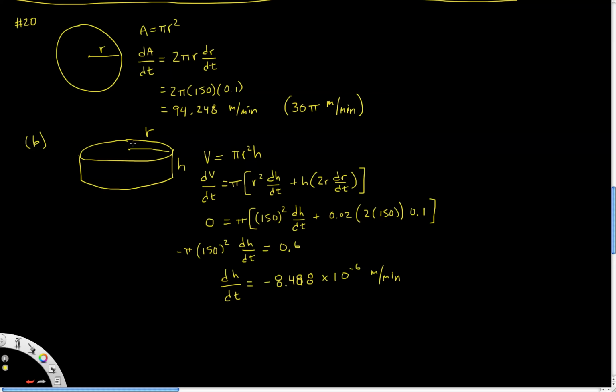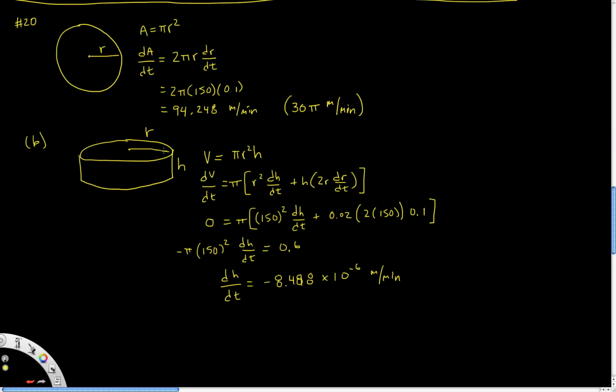Now, in part B, we're looking at not only the surface area of the oil slick, but the volume of the oil slick. They tell us in the problem that the volume of the oil slick can be modeled by a right circular cylinder. So here I've got a little picture of a right circular cylinder with radius r and height h. And I remember that the volume of a right circular cylinder is just pi r squared h.